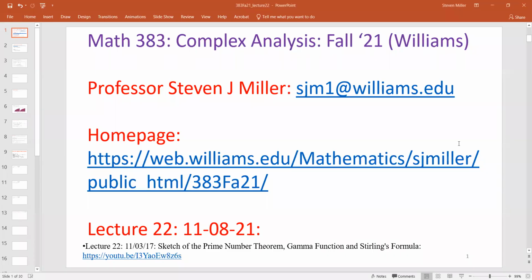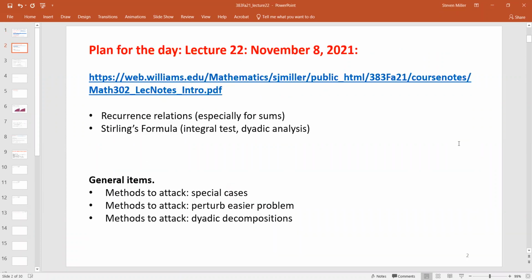Okay, so what I want to do today, this is Math 383 Complex Analysis, Lecture 22, is talk a little bit about recurrence relations, especially for sums, and talk a little bit about how you would solve them in some special cases, or how you would, if you can't solve, at least approximate the answer. And depending on what techniques you have, you can get different levels of approximation.